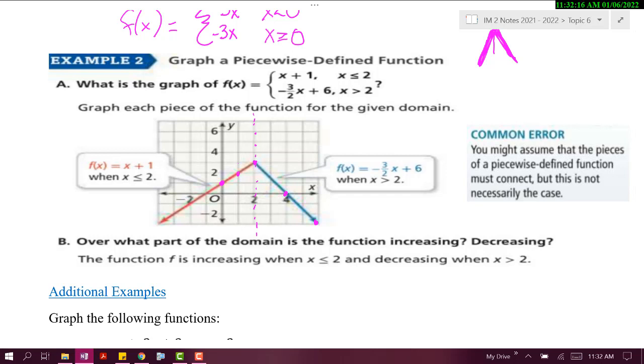Over what part of the domain is the function increasing or decreasing? The function is increasing on the left when x is less than or equal to 2 on this part, and decreasing when x is greater than 2. So this one. And it's obvious to see if you look at the graph. It's increasing, increasing, increasing. Stop here, decreasing. All right.